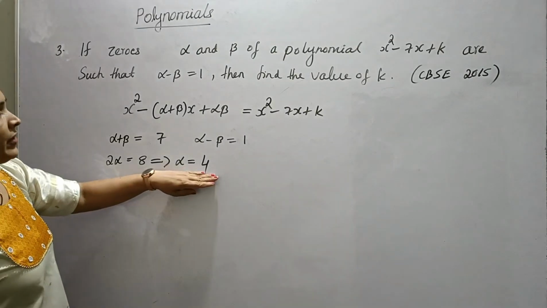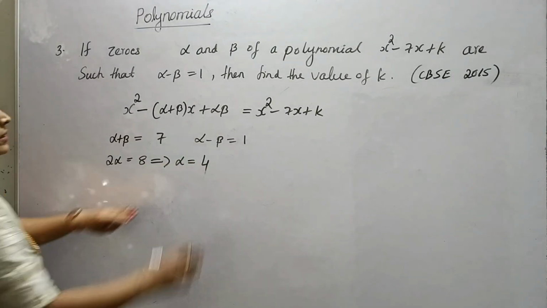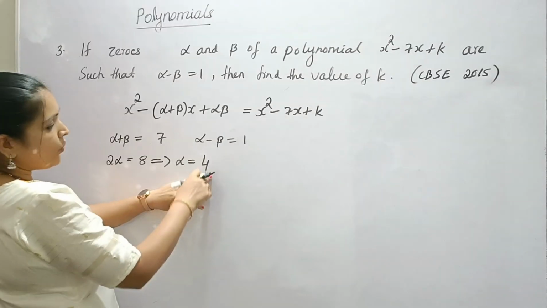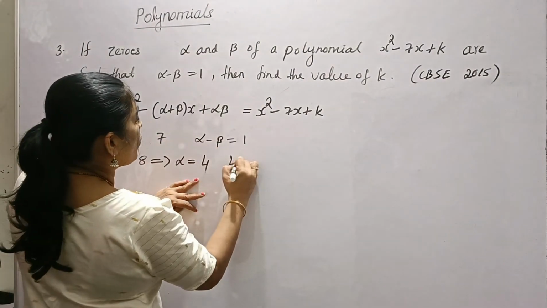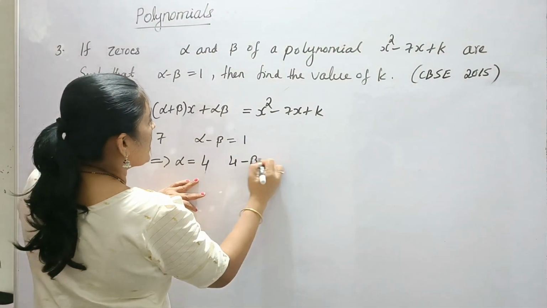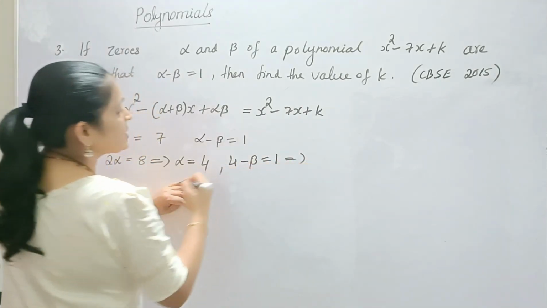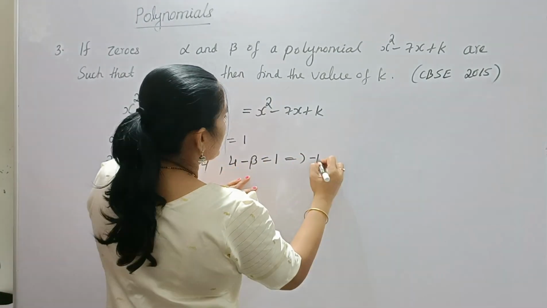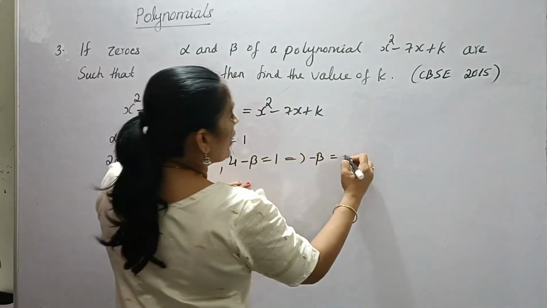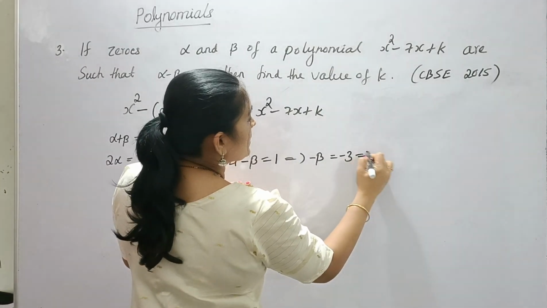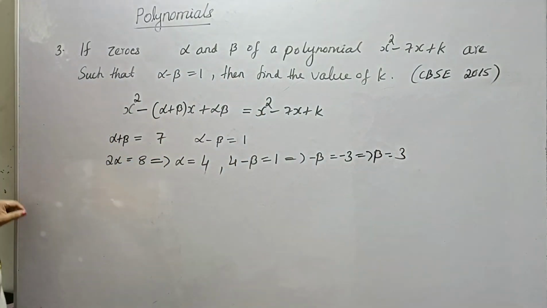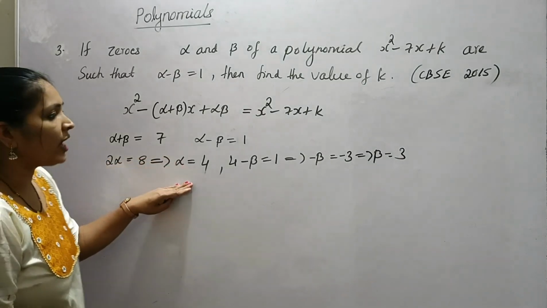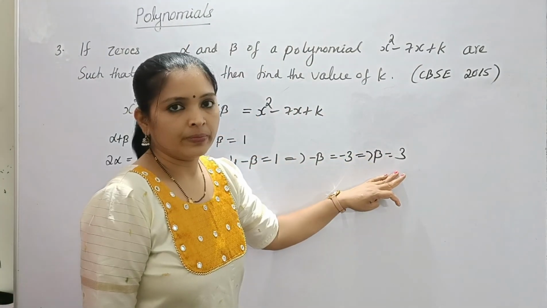Okay. So here we have got alpha is equal to 4. Then substitute alpha is equal to 4 in any of these equations. That is, 4 minus beta is equal to 1. That implies minus beta is equal to 1 minus 4, that is minus 3. That implies beta is equal to 3. So here we have got the values of alpha and beta.